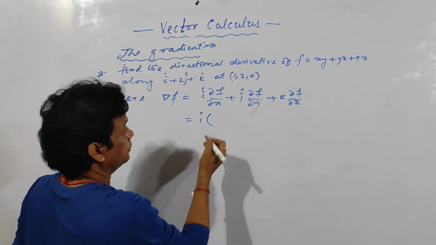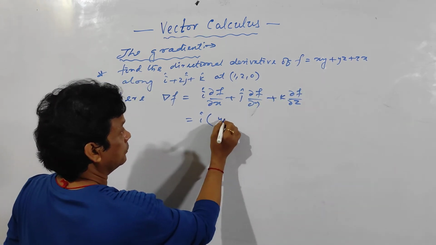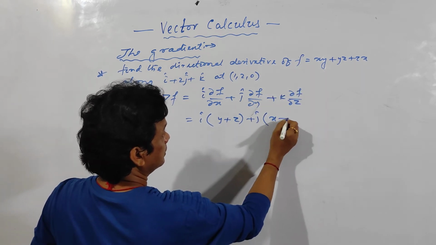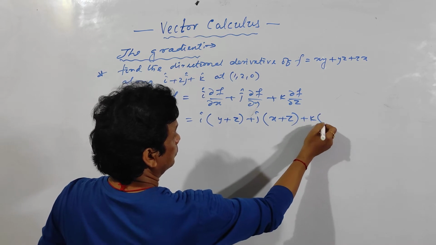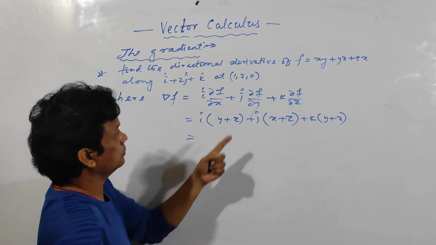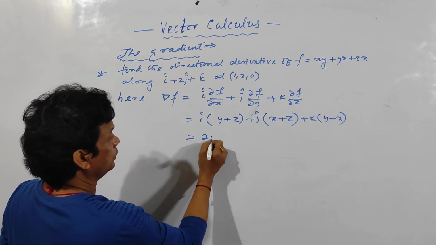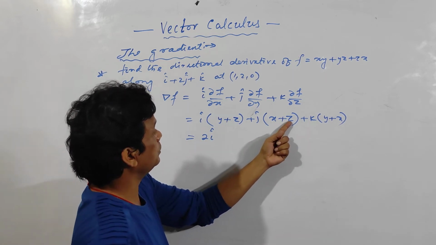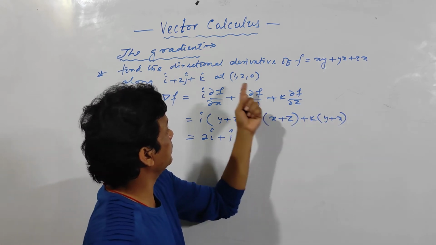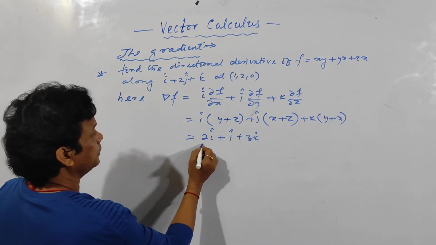For i, the derivative of f with respect to x is y + z. With respect to y, it is x + z. With respect to z, it is y + x. Now put the values (1, 2, 0). With z = 0 and y = 2, we get 2i. With z = 0 and x = 1, we get simply j. Then x + y, that means 1 + 2, is 3k. Clear? So this is the value of grad f.